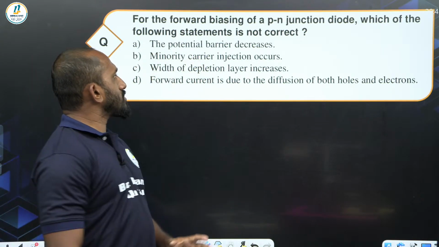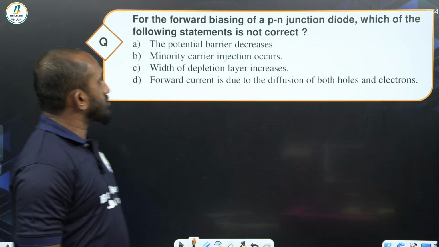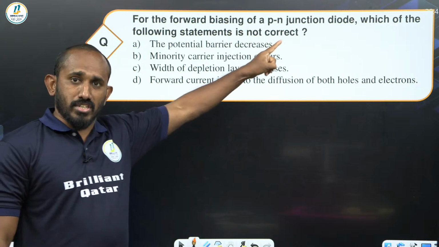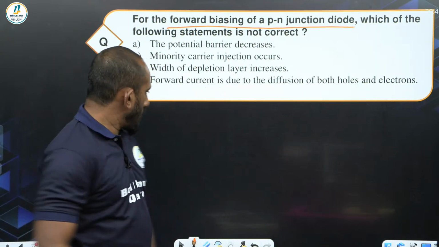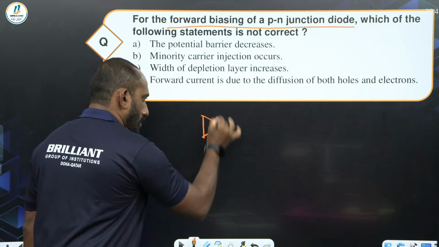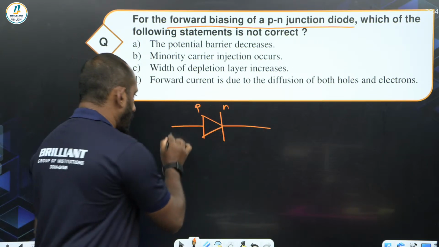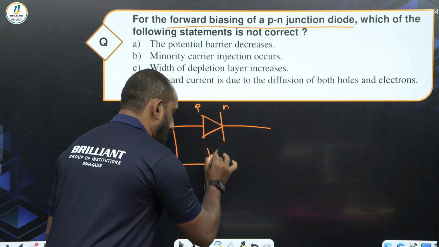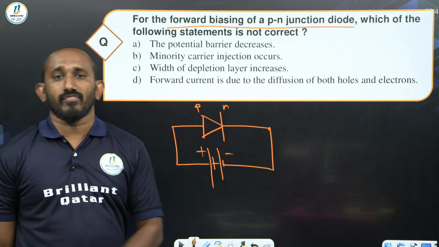For the forward biasing of a PN junction diode, which of the following statements is not correct? Forward bias means what? If this is the diode, here is the P region, here is the N region, forward bias means we connect the positive of the battery with the P region and the negative of the battery with the N region. So we get it this way. It's a simple connection of the forward bias.